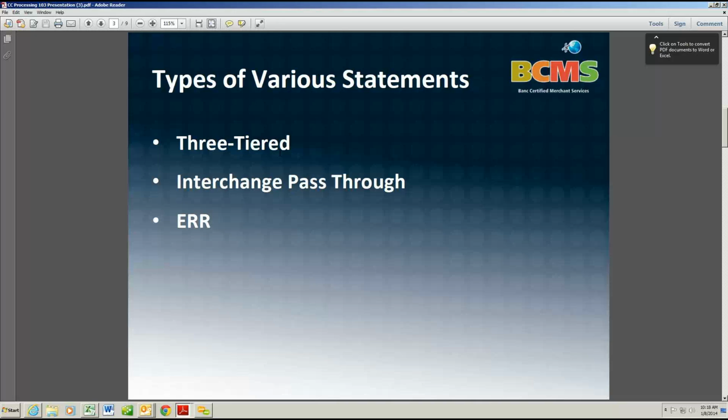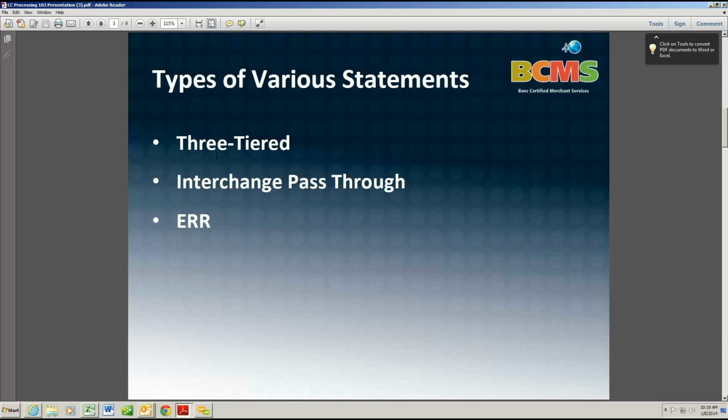And then there's another type of statement which is called ERR, which stands for Enhanced Rate Recovery. This is the kind of statement that is usually used by processors who do monkey business. In other words, they're trying to hide fees. They act like it's an interchange pass-through, but they mark up the interchange in certain areas, and it becomes very difficult for a merchant to understand what they're paying because the processor is playing a shell game. They're moving numbers around, and it becomes very difficult.